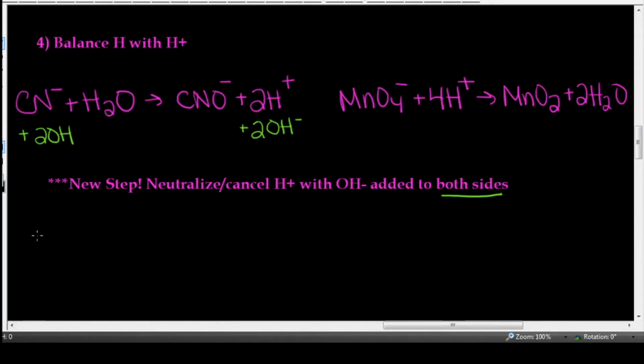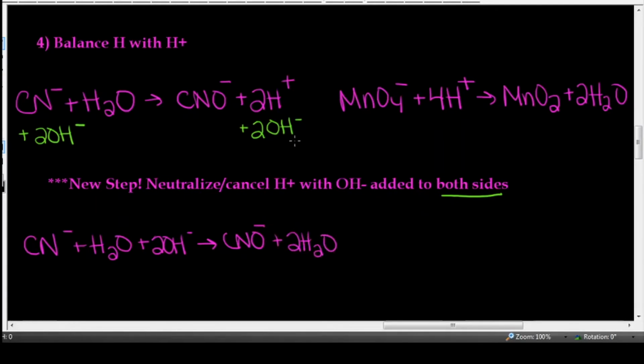So if I go to rewrite this half reaction, I would be at CN minus plus H2O plus 2 OH minus. I just realized I lost my minus. And on my right-hand side now, I'm going to have CNO minus plus 2H2O. These guys became water, right? These two guys combined into two water molecules. So that's how we get rid of those H pluses that we don't like, because it's in basic solution, not in acidic solution. And so here's my base now.